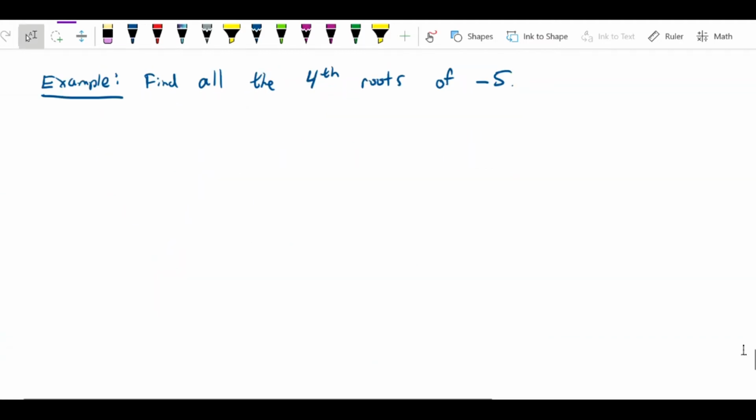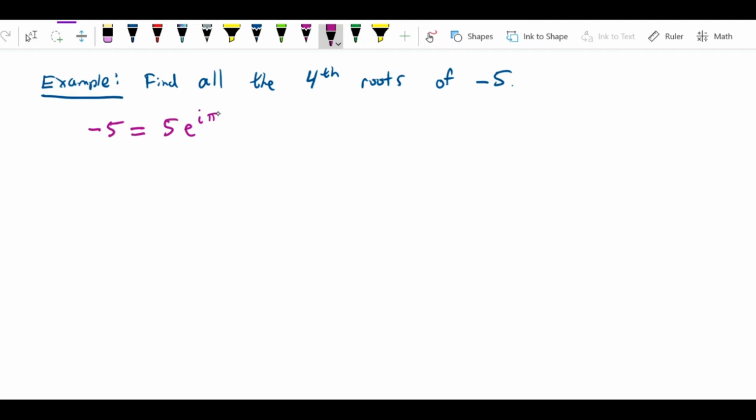Okay, so we're going to do an example. Let's find all the fourth roots of negative 5. So first of all, how many fourth roots of negative 5 are there? There are 4 of them. So let's start by writing negative 5 in exponential form. We know that negative 5, which by the way is a complex number, it's negative 5 plus 0i. So negative 5 is equal to 5 e to the i pi. This is going to allow us to find all the fourth roots of negative 5.